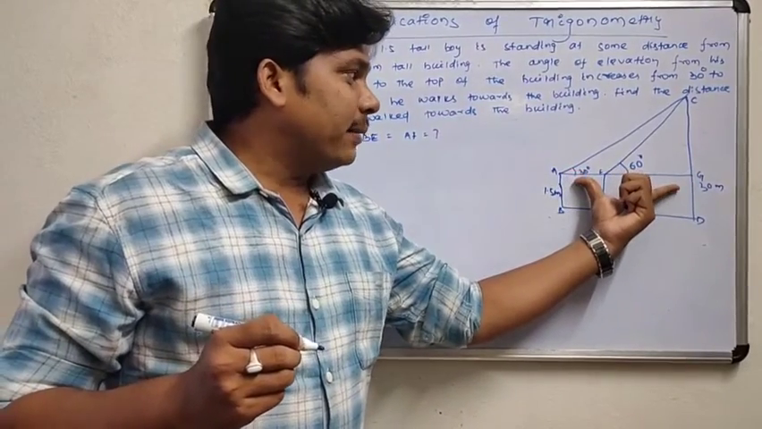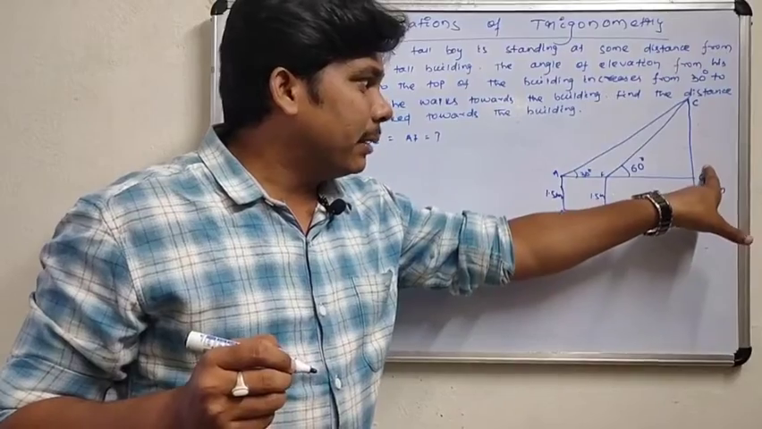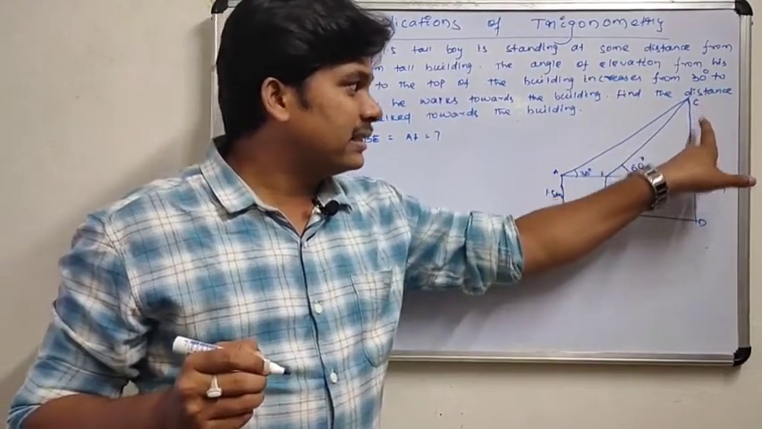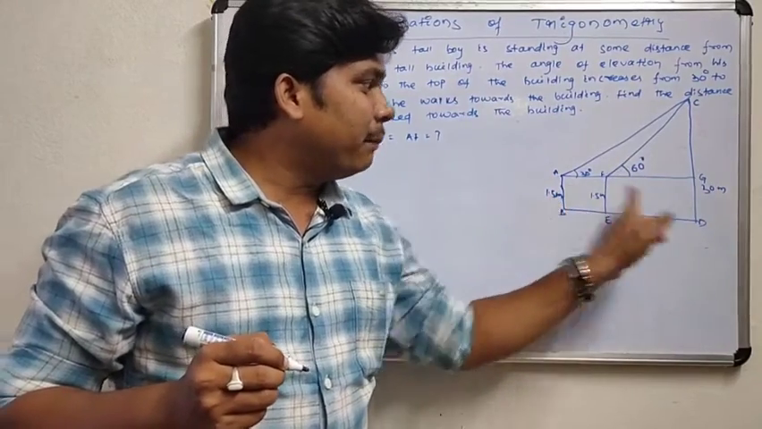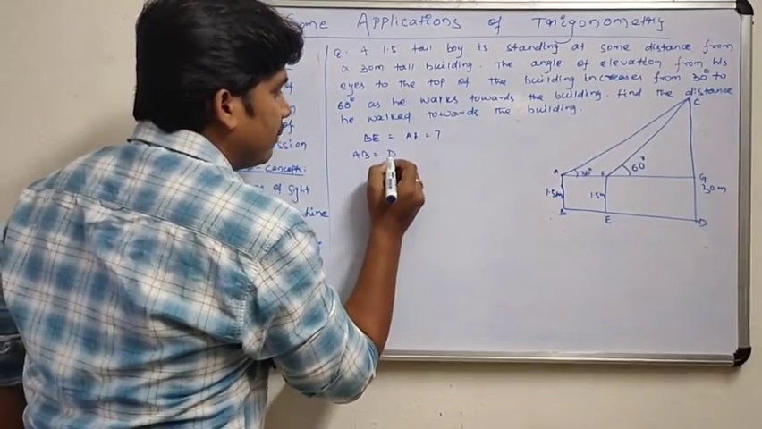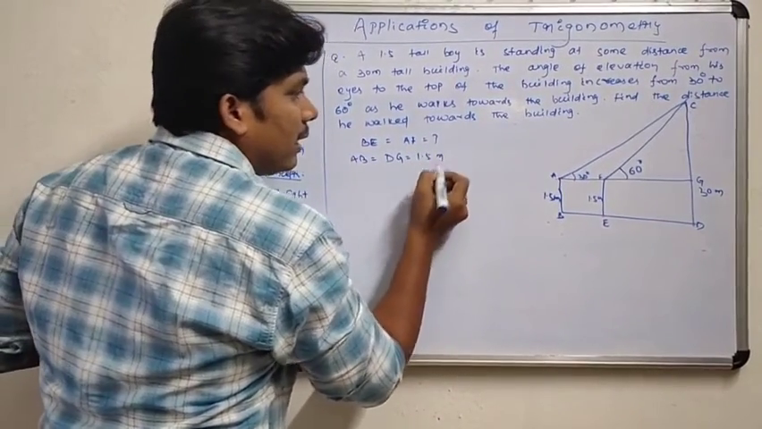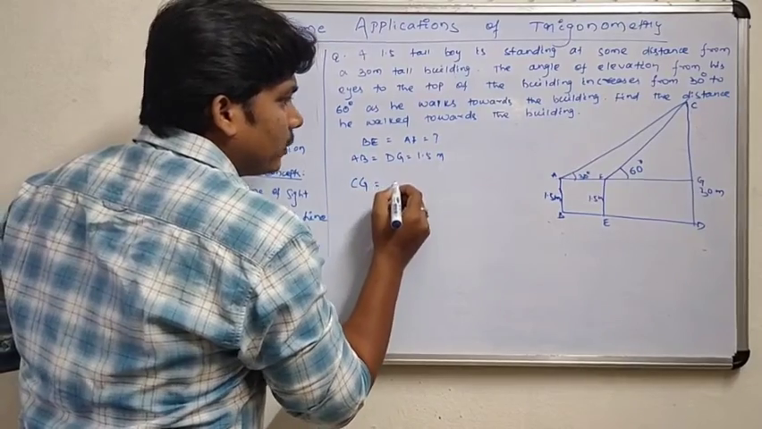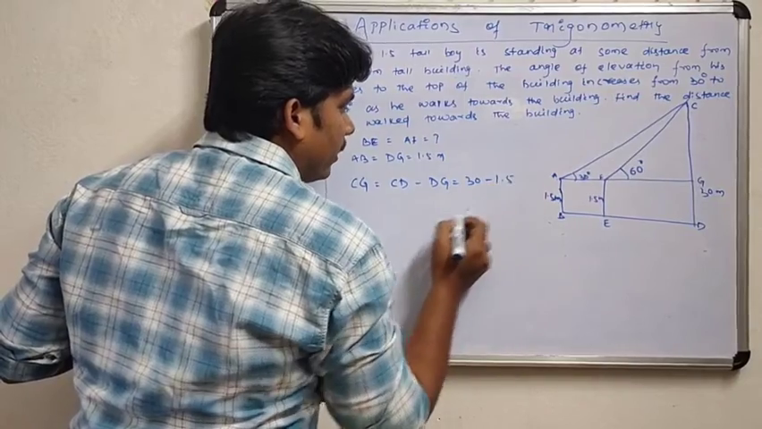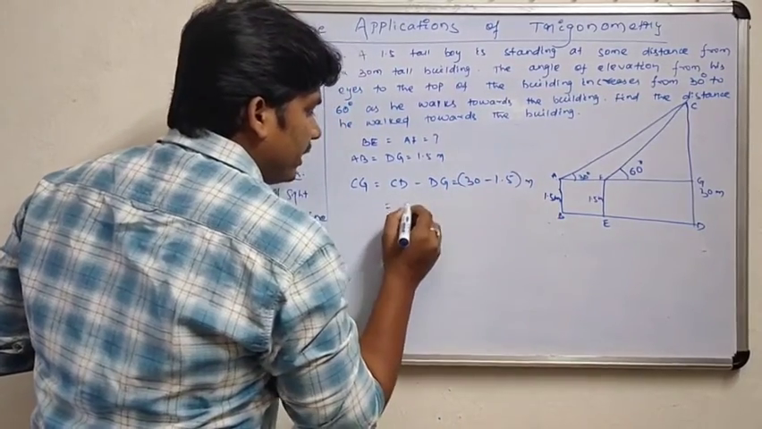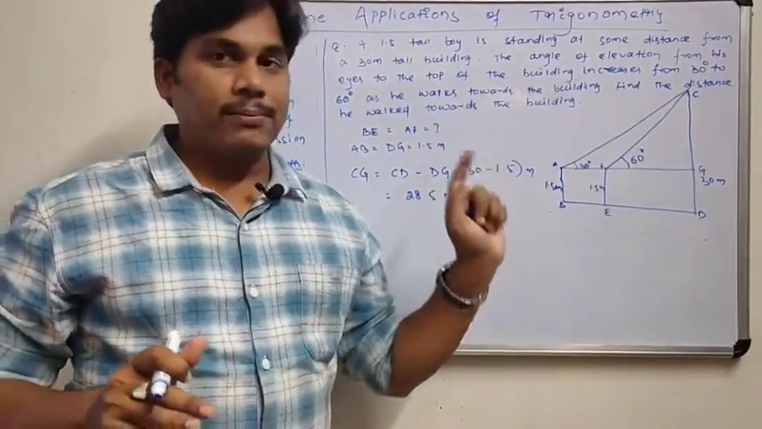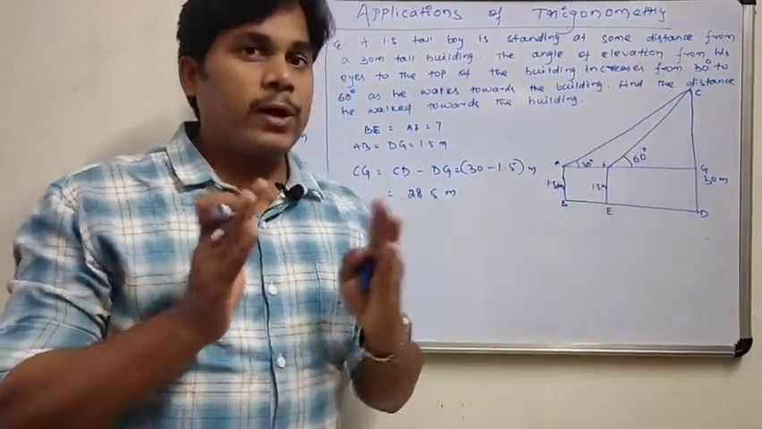To get the AG, we need the CG, because we know the CD and we know the AB. As we know, AB and DG are both the same, which is 1.5 meter, I can easily write CG equal to CD minus DG, which is 30 minus 1.5 meter, which is 28.5 meter. That means we got the value of CG.